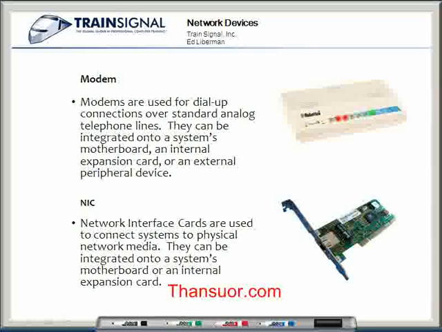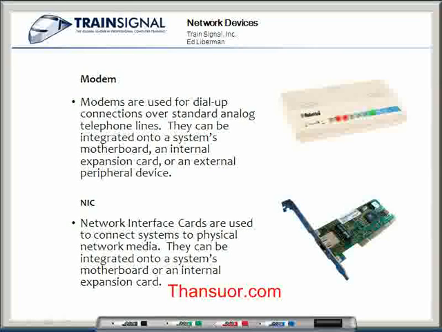Now, a modem is something that is mostly considered a device of the past. The reason why is because modems are used for dial-up connections over standard analog telephone lines. So a modem will give you a maximum of 56K, or 56 kilobit of throughput, which by today's standards, where everybody has high-speed internet, is pretty slow.